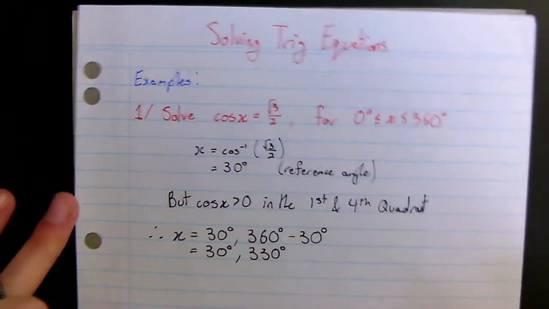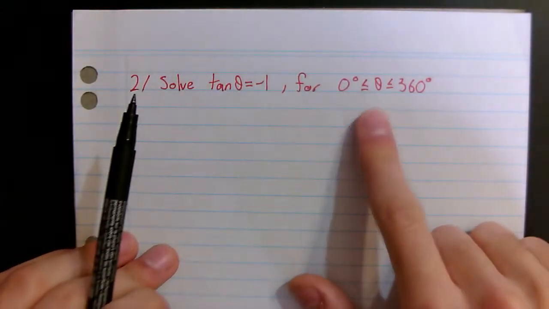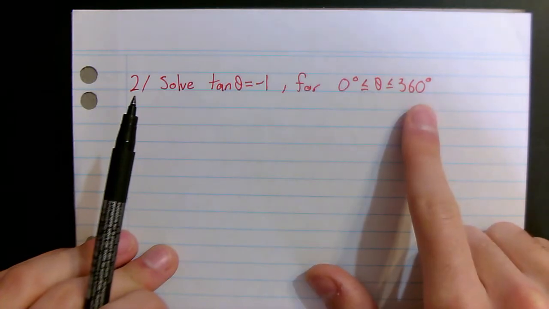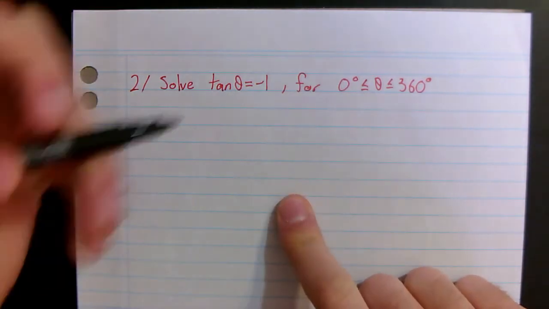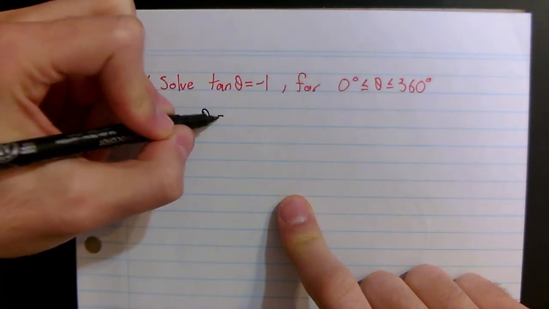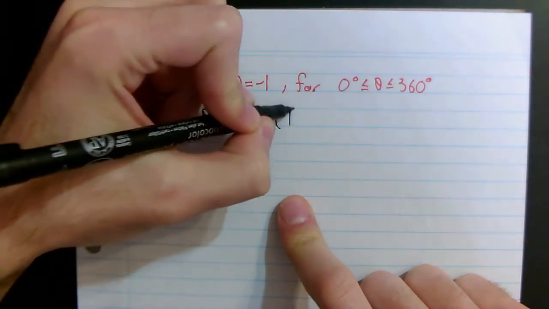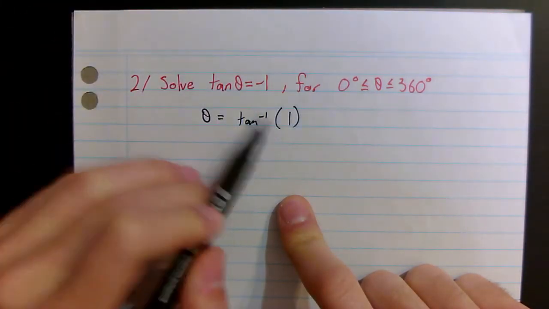The next question is to solve tan theta equals negative 1 for 0 to 360 degrees. Our first step is, yet again, finding the reference angle, and that's equal to inverse tan of 1. Now it's a positive 1, not negative 1.